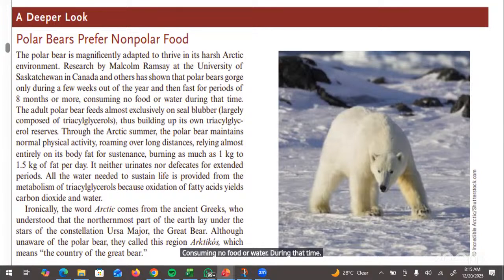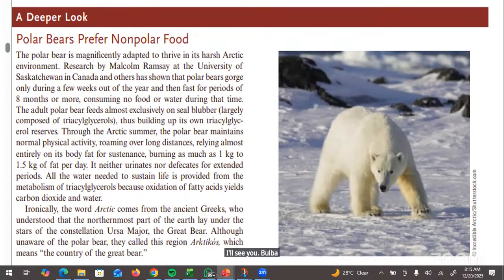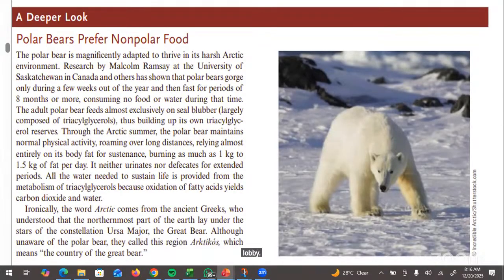The polar bears feed almost exclusively on seal blubber, which is largely composed of triacylglycerol. You see that the nature of their food is to sustain them throughout the remaining 8 months. So they use the remaining 4 months to feed on this organism, the seal blubber, which contains more of triacylglycerol.